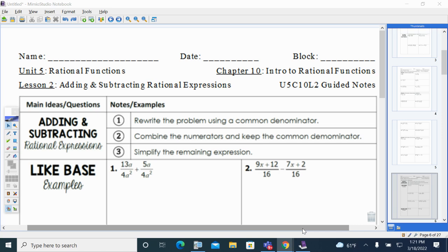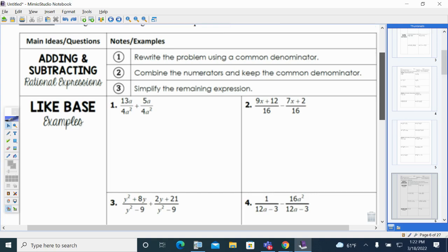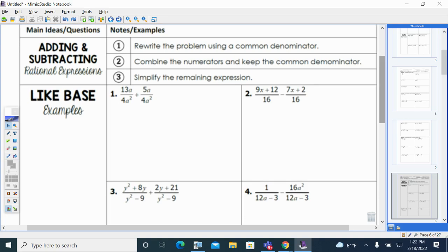So the key thing here is that when we are adding and subtracting fractions or these rational expressions, the denominators have to be the same and then they stay the same. So if the denominators are not alike, we have to figure out how to get a common denominator, change your fractions, and then add or subtract. So let's look at these first few examples.